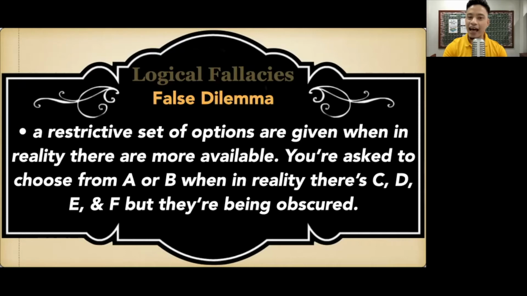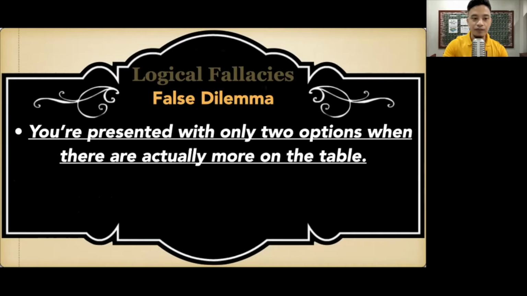Okay, so we have ad hominem, we have self-contradiction, and then we have false dilemma. False dilemma is when a restrictive set of options are given when in reality there are actually more available. You're asked to choose from A or B when in reality there's actually C, D, E, and F, but they're being obscured or hidden. So you're being asked to choose only between A and B, but there are actually more options in store for you.